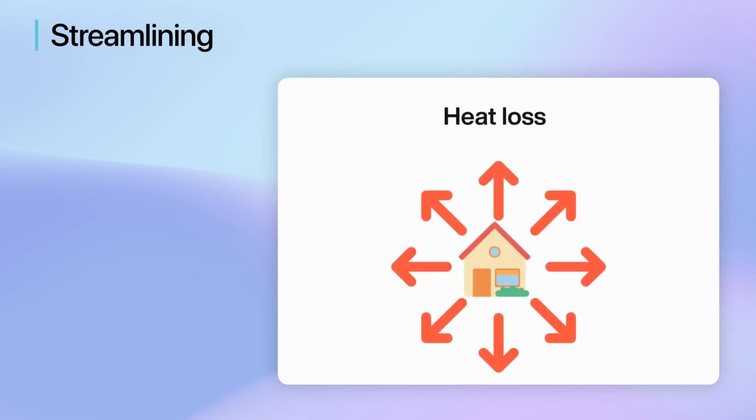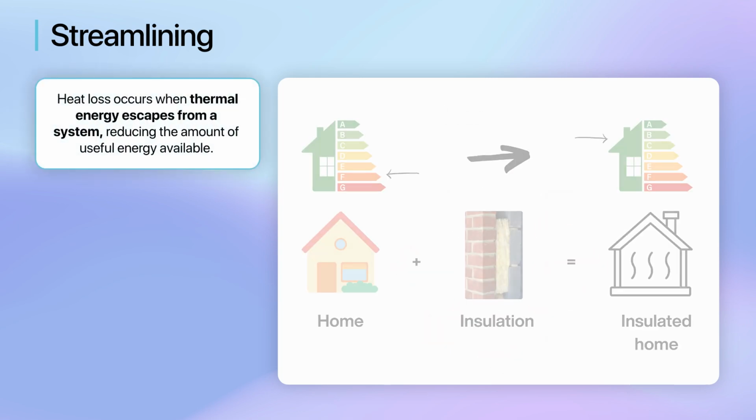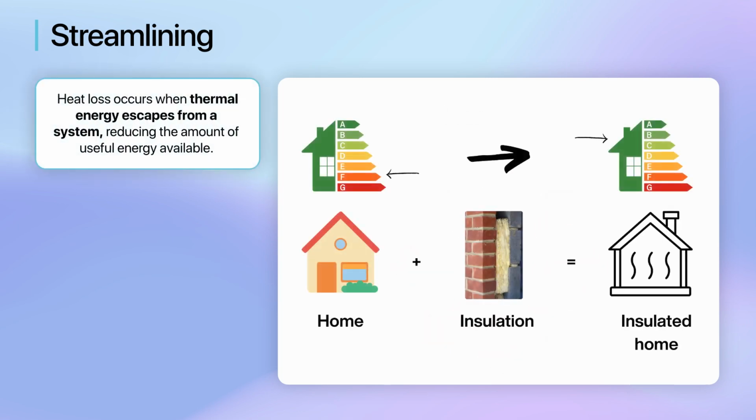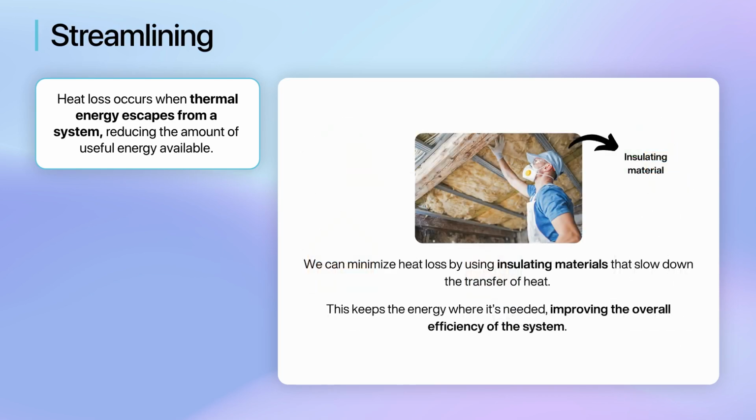In systems where heat is a byproduct of energy conversion, minimizing heat loss is crucial for improving efficiency. Heat loss occurs when thermal energy escapes from a system, reducing the amount of useful energy available. We can minimize heat loss by using insulating materials that slow down the transfer of heat. This keeps the energy where it's needed, improving the overall efficiency of the system.